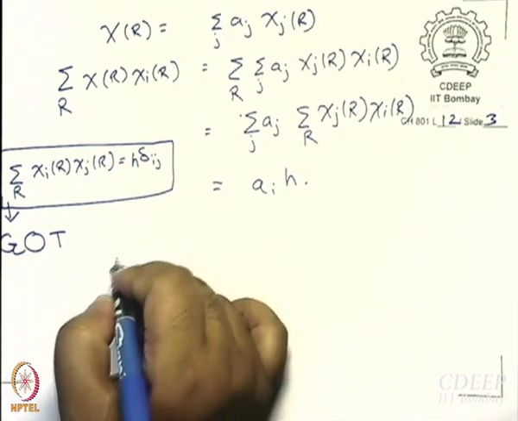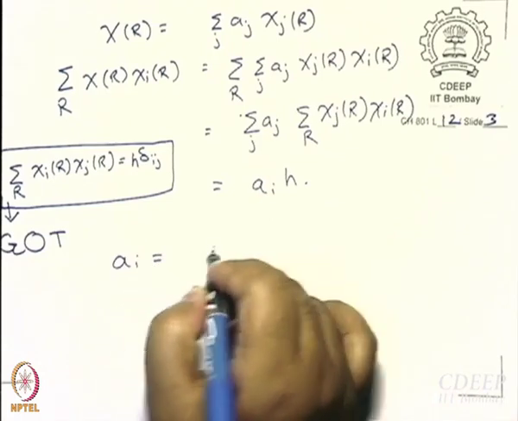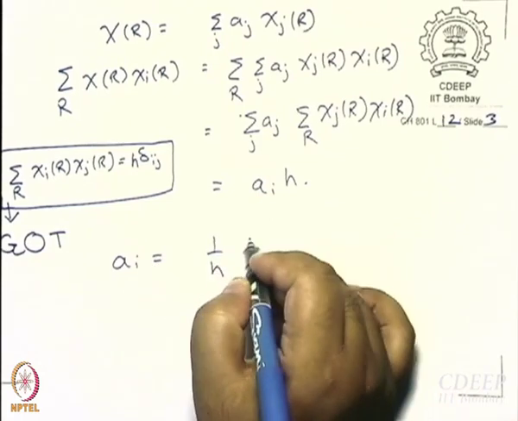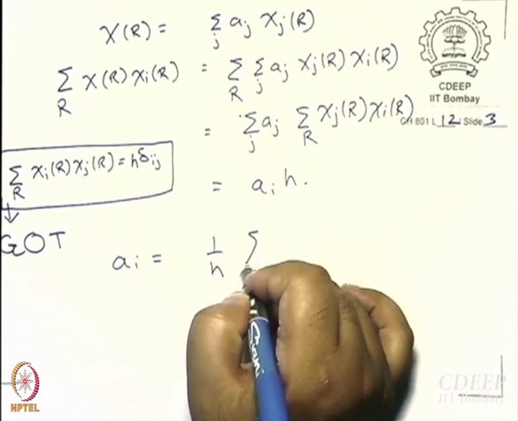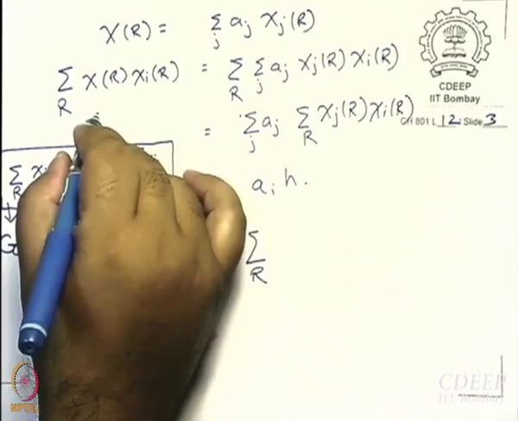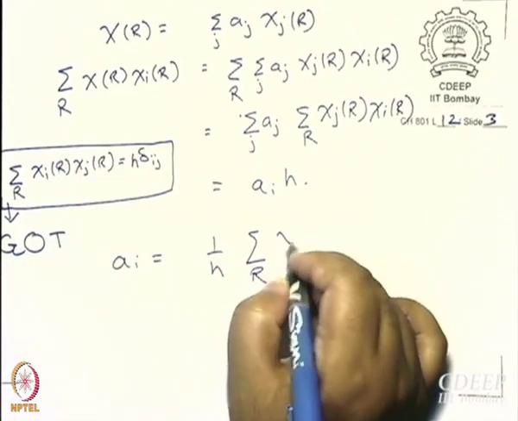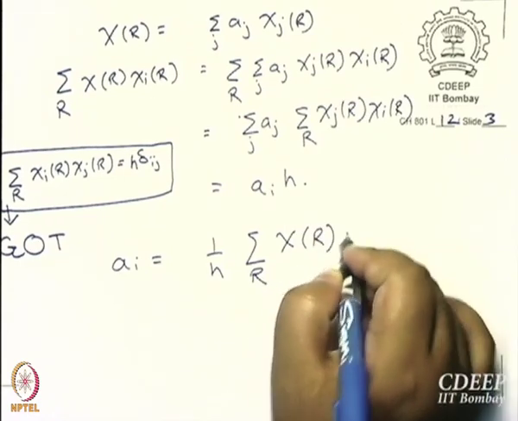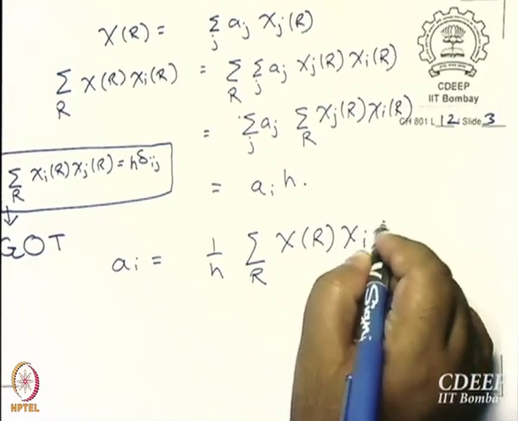So, what is ai then? 1 by h sum over r, left hand side has not changed, chi of r chi I r.